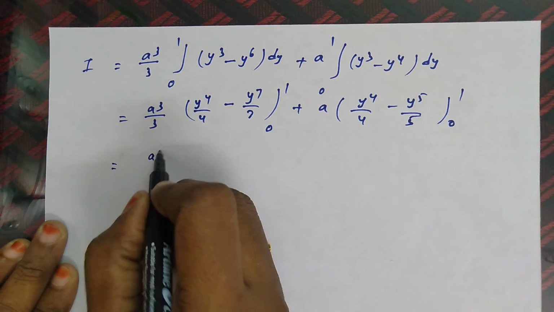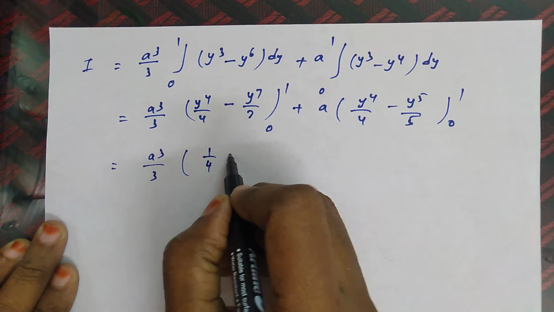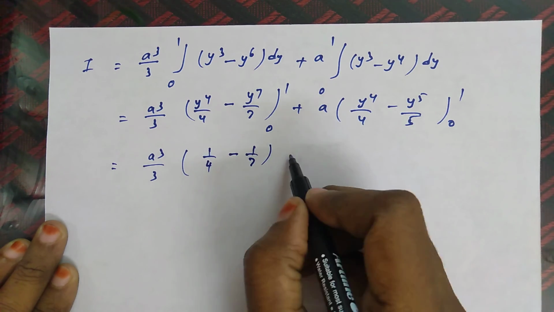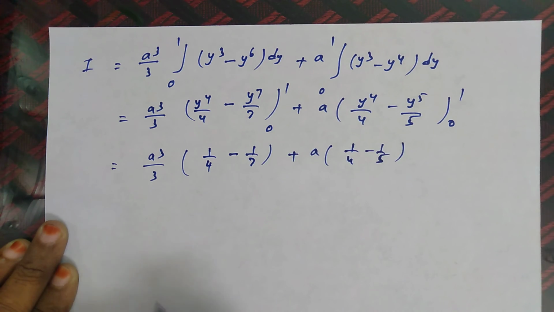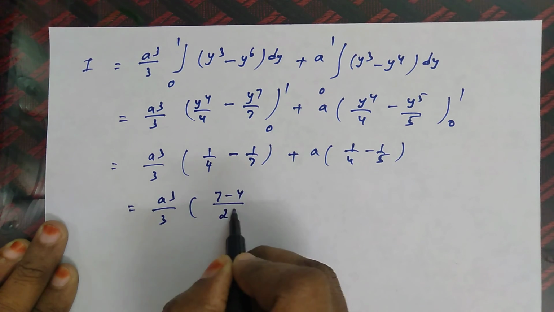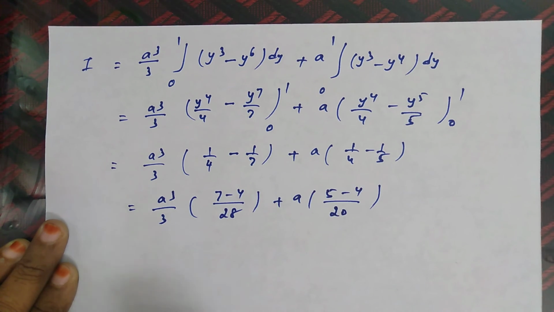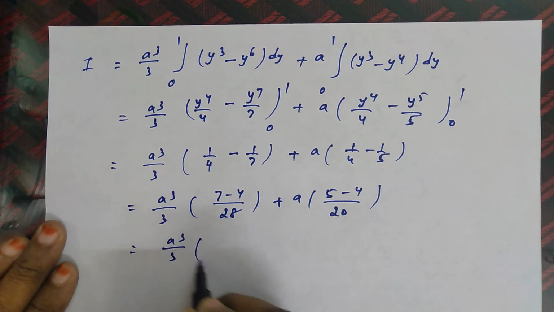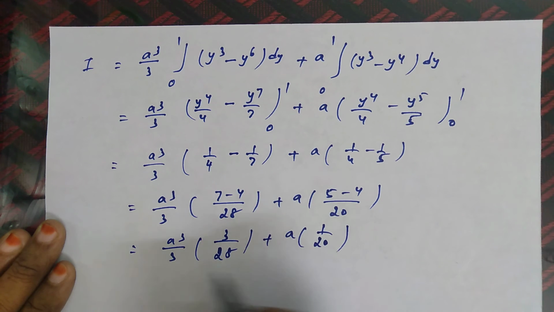Our upper limit is 1 and our lower limit is 0. So when you apply the upper limit, this becomes 1 by 4 minus 1 by 7, lower limit is 0, plus a into 1 by 4 minus 1 by 5, here also the lower limit is 0. So a cube by 3, here it is 7 minus 4 by 28, plus a into 5 minus 4 by 20. So we get a cube by 3 and here it is 3 by 28, plus a into 1 by 20. So we can cancel the 3. So we got a cube by 28 plus a by 20.